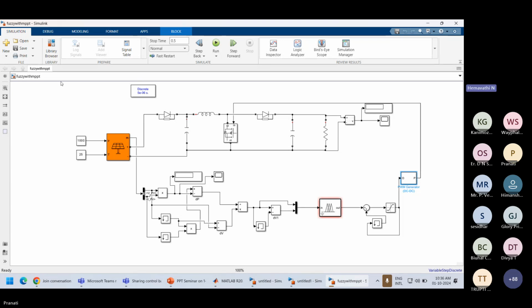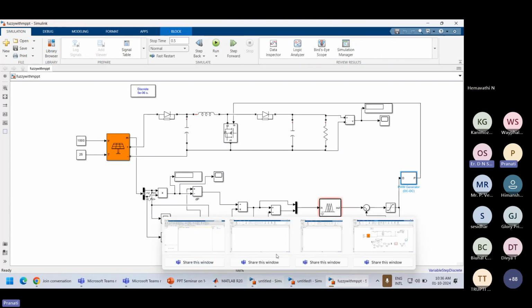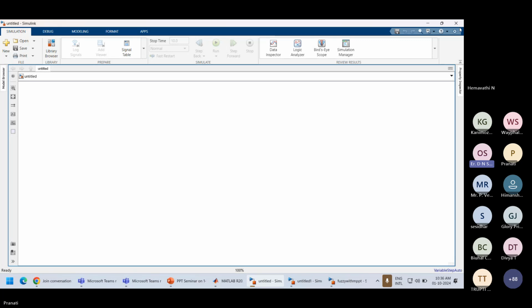Okay, is it okay? Okay, a little more about the membership function.